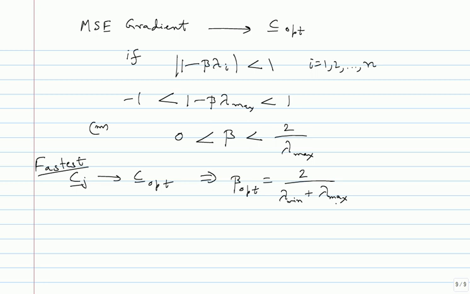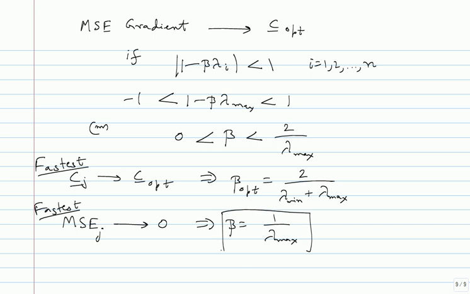There is one more criterion you can use. You can look at the MSE at the jth instant and expect that to go fastest. For that, it turns out the better choice is 1 by lambda max. Typically this is a very good choice, so you just make it 1 by lambda max, and this will work out very nicely.